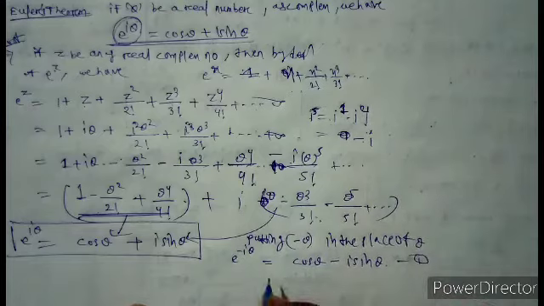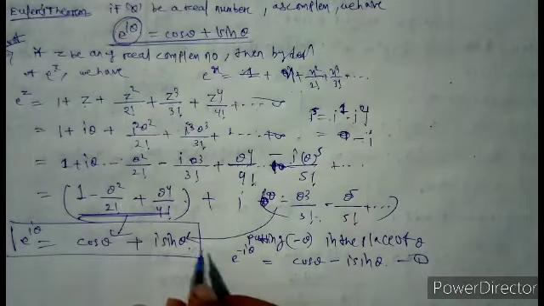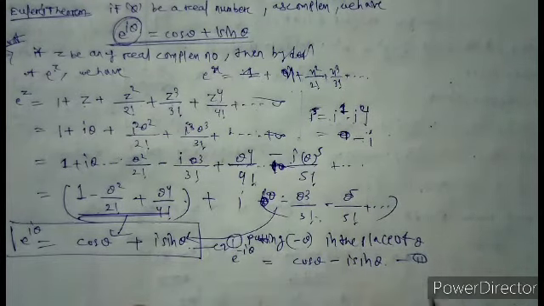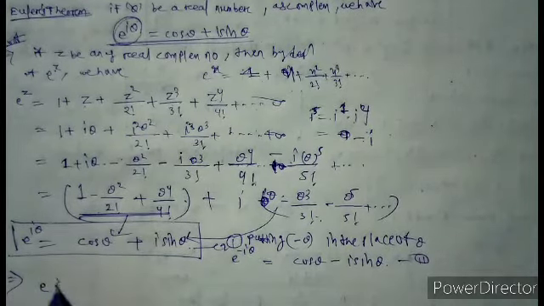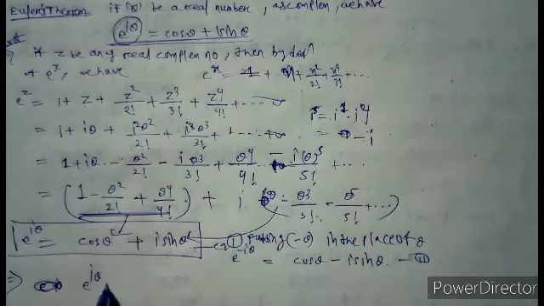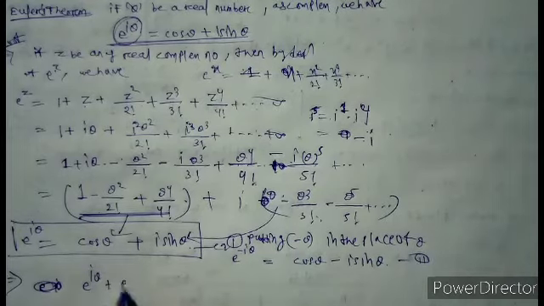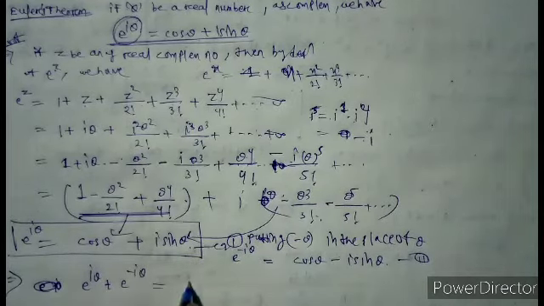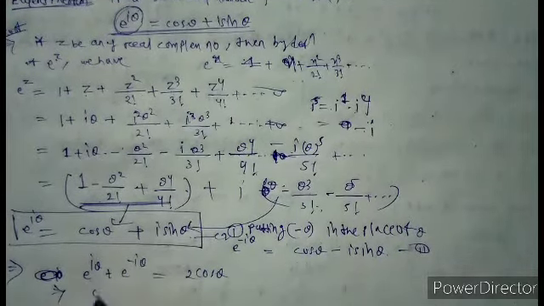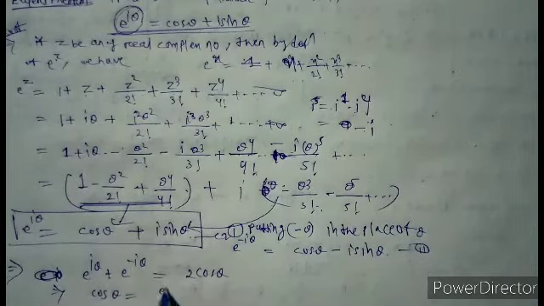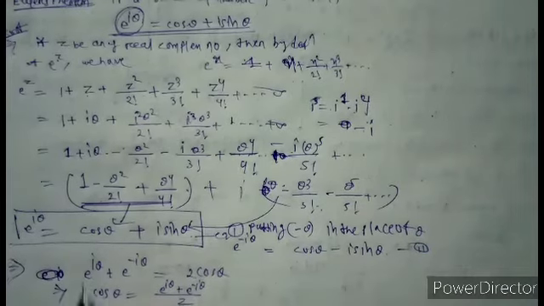Again, adding equation 1 and 2, this is equation 1, this is equation 2, then what can we write? That is e to the power i theta plus e to the power minus i theta is equal to 2 cos theta. So the value of cos theta is equal to e to the power i theta plus e to the power minus i theta upon 2. So this is the value of cos theta.